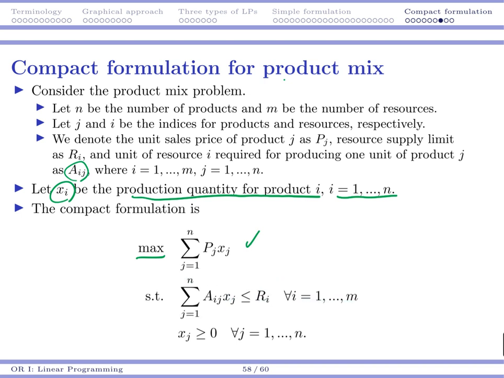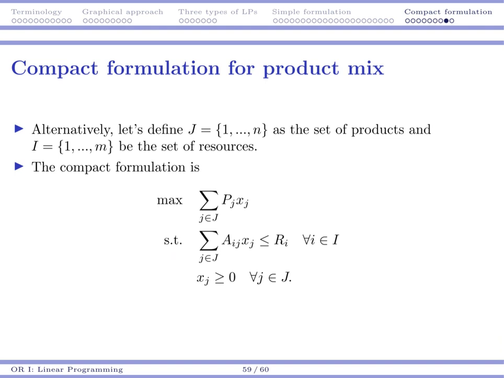Okay. So for resource i, according to the product I want to produce, for product 1, x1, I'm going to consume ai1 times x1. For x2, as my production quantity for product 2, the total consumption is ai2 times x2, and so on and so on. So the summation here is the total amount of resource i used. Of course, it cannot be greater than the total amount I have. Finally, everything should be non-negative. Okay?